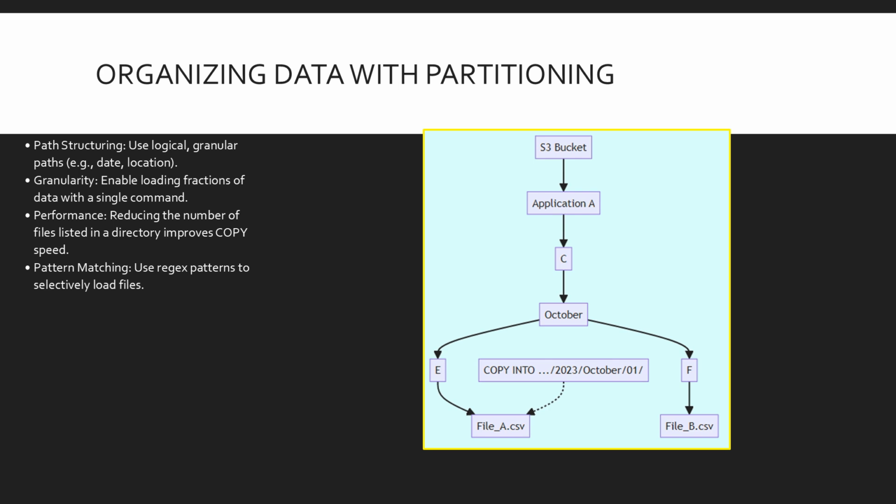Here we see a structured directory hierarchy. The S3 bucket branches into application folders, then time-based folders for year, month, and day. This structure allows a specific copy into command, shown at the bottom, to target only the 01 directory. This avoids scanning unrelated files in the 02 directory, optimizing the load operation.